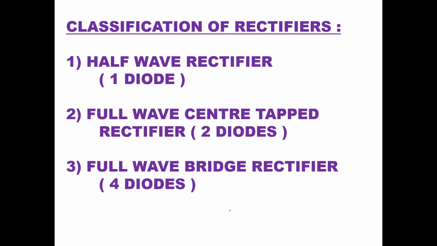Now the classification of rectifiers: there are three types. The first one is the half wave rectifier, which consists of one semiconductor diode. The second one is the full wave center tap rectifier, which consists of two semiconductor diodes. And the third one is the full wave bridge rectifier, which consists of four semiconductor diodes.